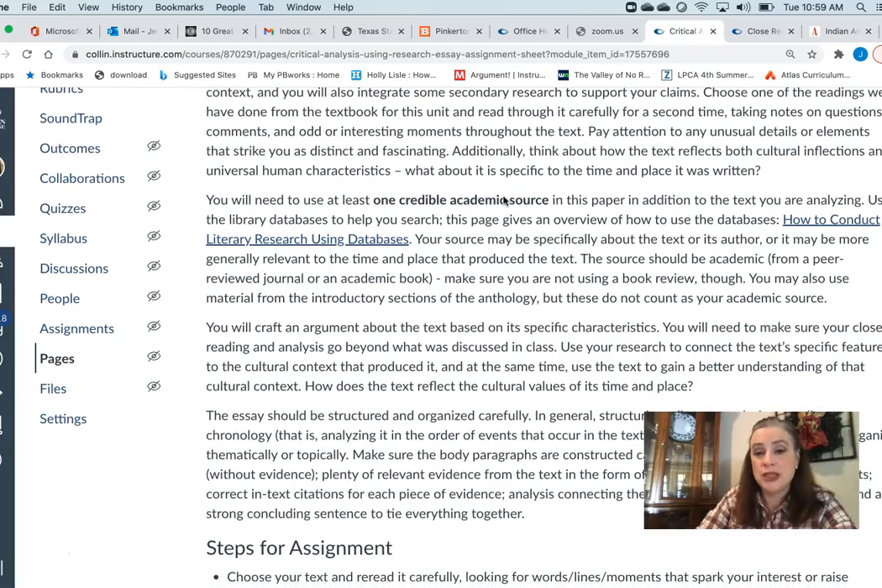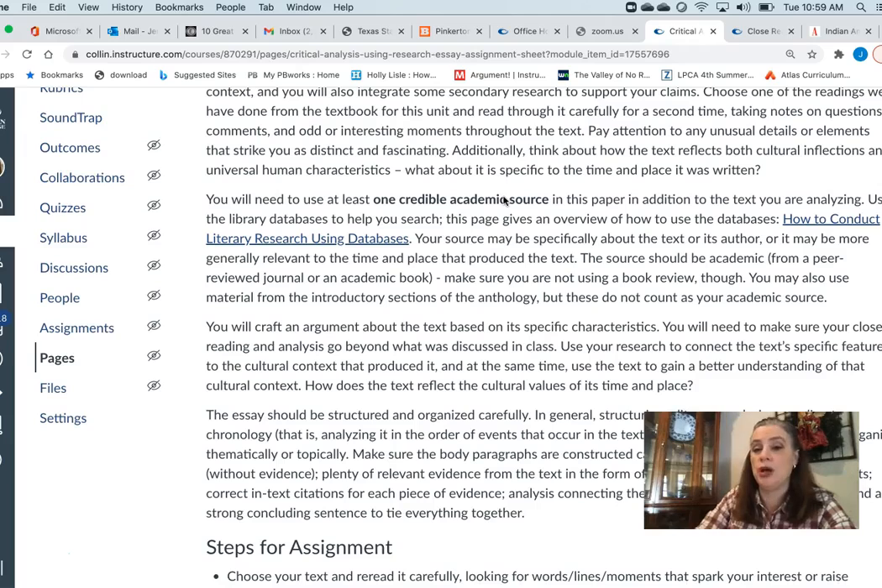Besides the primary source, you need to use one credible academic source in this paper. You could use the textbook, which gives you some background information. You could use an article from the library databases. Here's a link on how to find those.